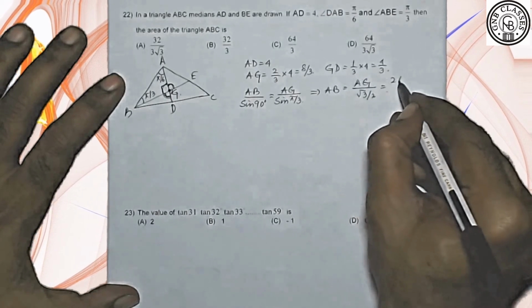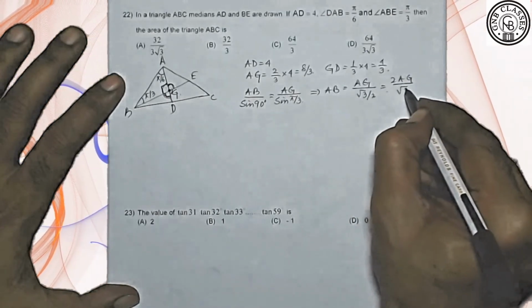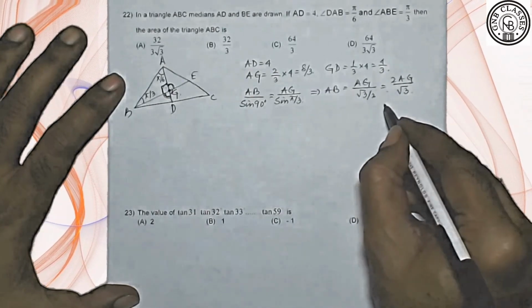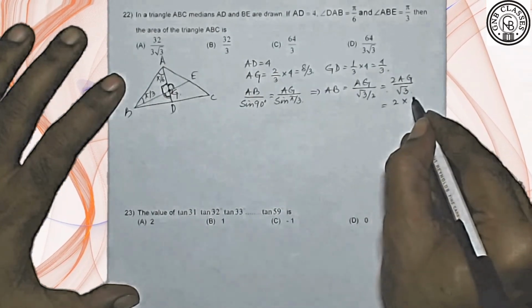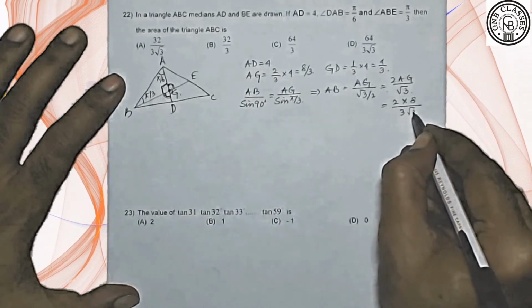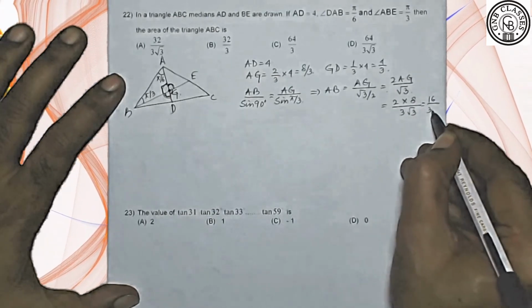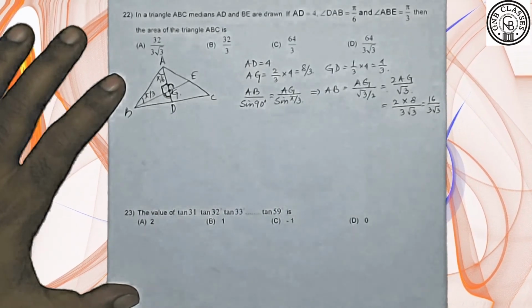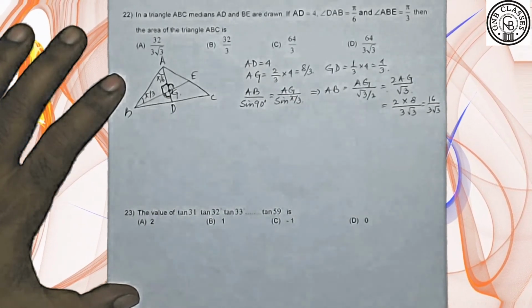So we are having 2 AG by root 3. Is it clear? Now the length of AG is 8 by 3. So it is 16 by 3 root 3. Therefore, the length of AB is 16 by 3 root 3.